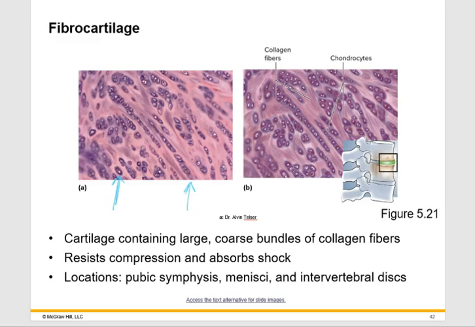Fibrocartilage has the function of resisting compression, and it's found in a couple of important places. It makes up the disc between our vertebrae, and it makes up what's called the pubic symphysis, which is the site where our two hip bones come together.